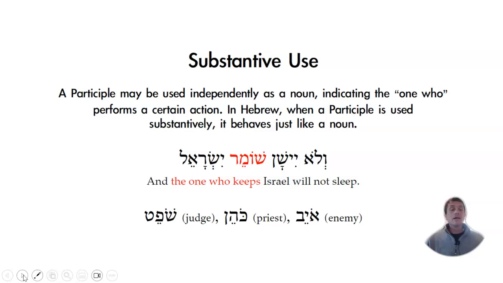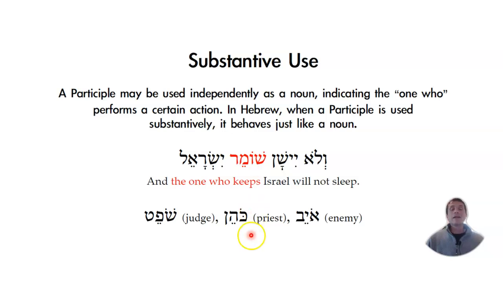And then finally, participles can be used to take the place of nouns and serve as the subject or object of a verb in a sentence. Here is a phrase from the Psalms, Velo Yishan Shomer Yisrael. And here the subject is actually this participle, Shomer Yisrael. This is actually a word pair, the one who keeps Israel. And the one who keeps Israel, then we go back and that's the subject of the verb, will not sleep. And the one who keeps Israel will not sleep.